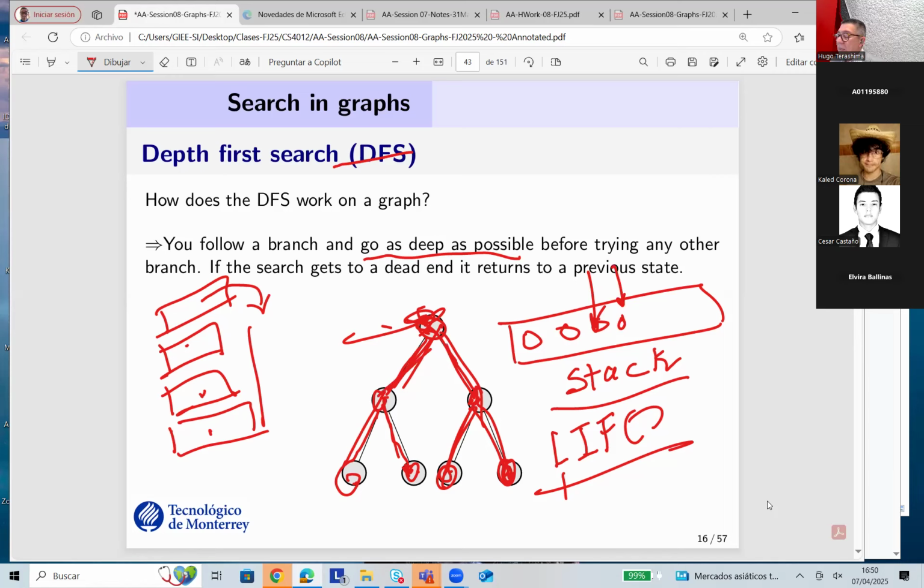And then you go this one, get out, etc. Right? But you're using a different strategy from the one we used in breadth first. So with this structure, we are going to have this behavior, right? Going deep, backtrack, going deep, backtrack, etc. So we're going to have a LIFO queue, a data structure like last in, first out, right?